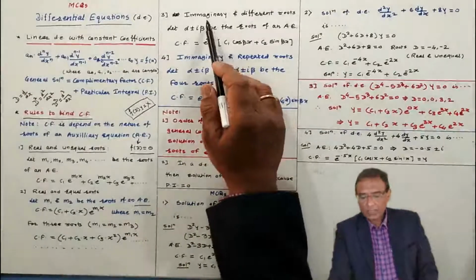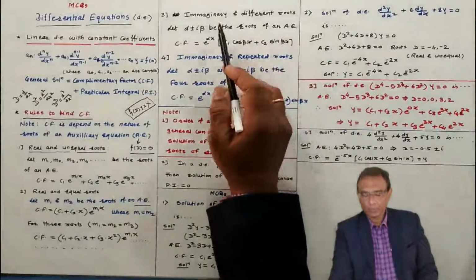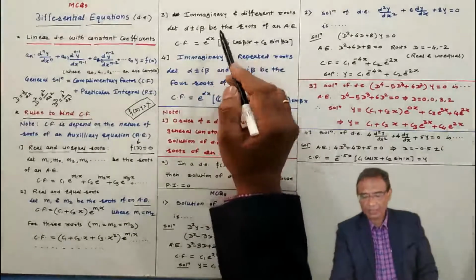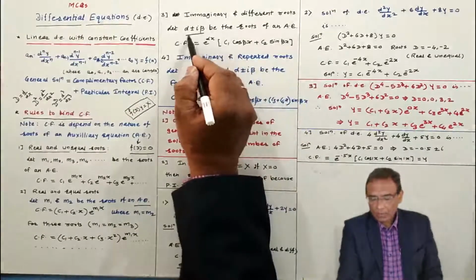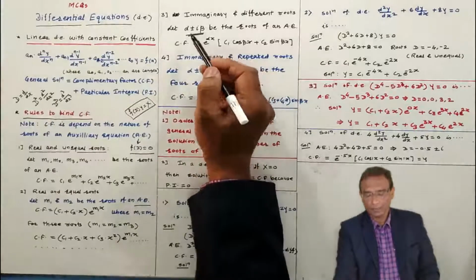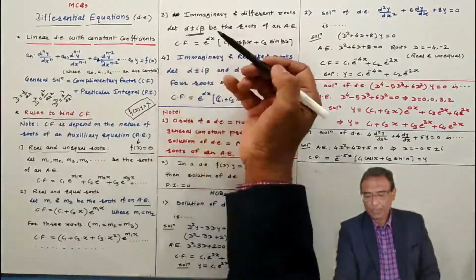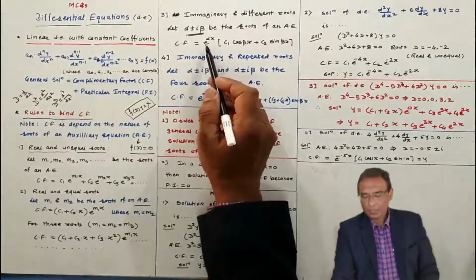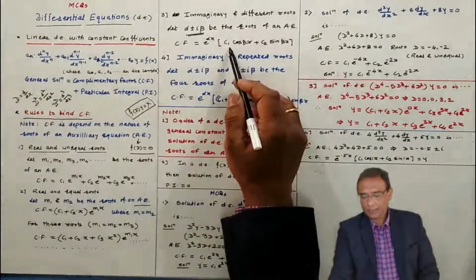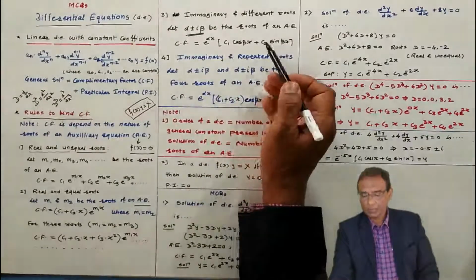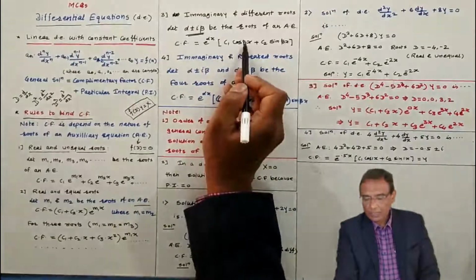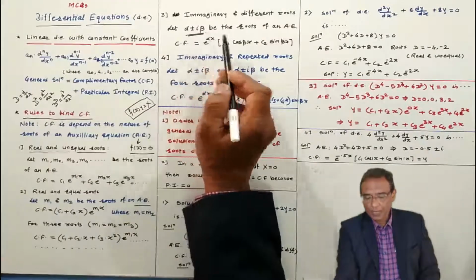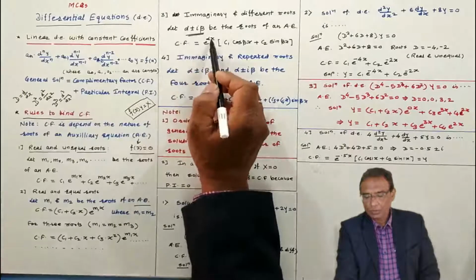And now the third case, imaginary and different roots. If the roots of an auxiliary equation are imaginary and different, for this type of roots particularly, let alpha plus minus i beta be the roots of an auxiliary equation. Then the complementary factor is what? e to the power alpha x in bracket C1 cos beta x plus C2 sin beta x. Means this imaginary part comes here at the sine and cosine argument place, and alpha comes here, like this.